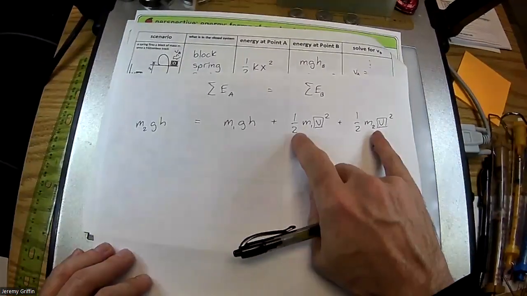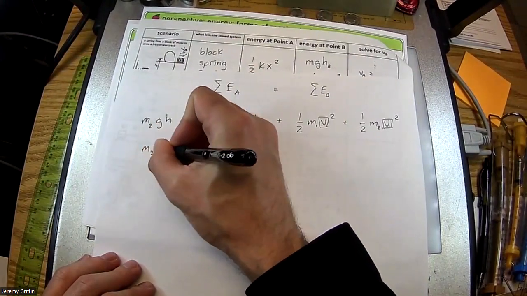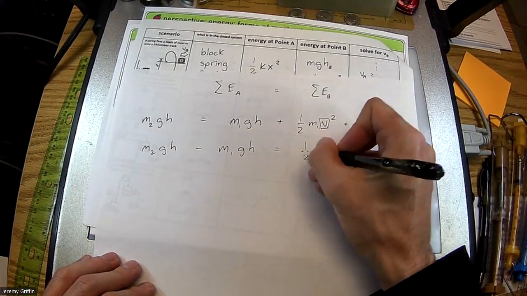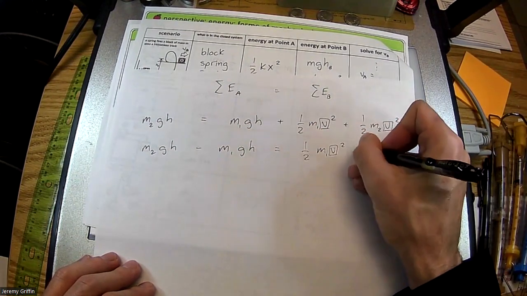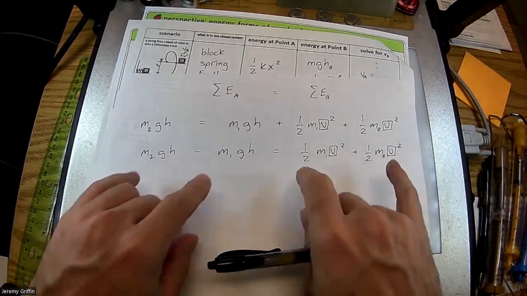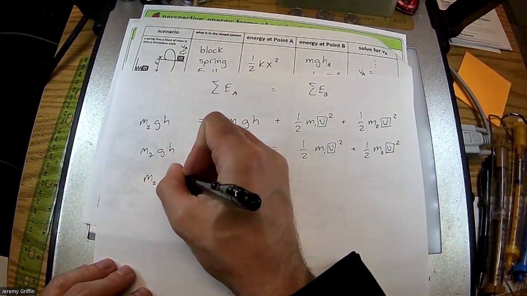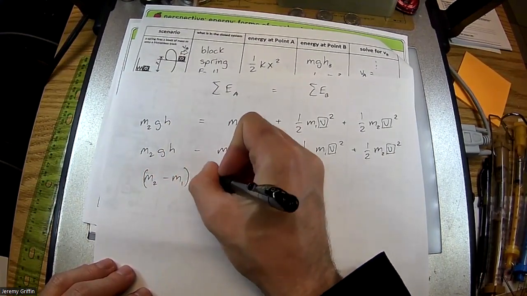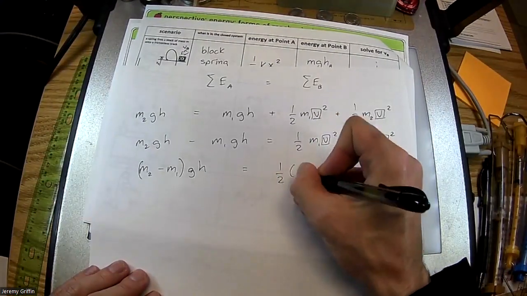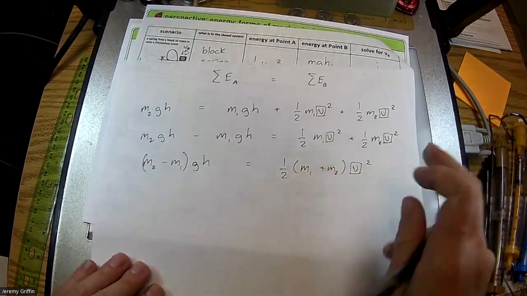Okay, so I think here I'm going to subtract this MGH over. So M2GH minus M1GH equals 1/2 M1V squared plus 1/2 M2V squared. I'm going to do a double factor right here. On the left side, I'm going to factor out the GH. So that's M2 minus M1 and then GH. On the right side, I'm going to factor out a 1/2 and a V squared. So that's a 1/2 M1 plus M2 and then a V squared, right?